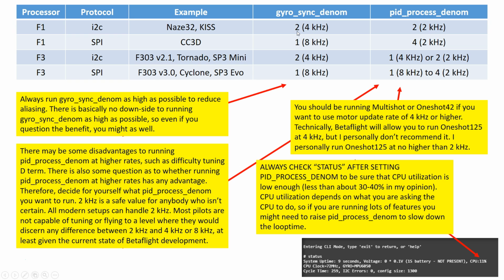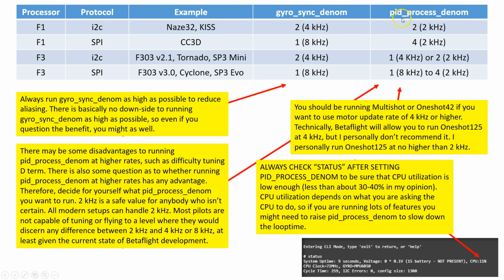Now the reason that you need to set your gyro sync denom to 2, or a 4 kilohertz rate, is that the I2C bus just cannot support a faster read rate than 4 kilohertz, at least not given the current state of the technology that we're using. So you simply can't go faster than that.